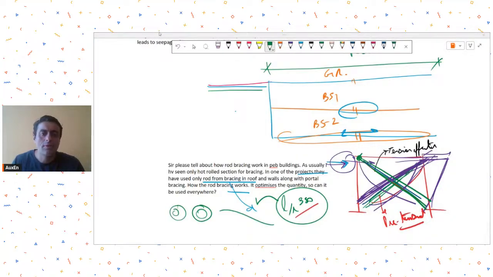Okay, so this was his query by engineer Karthikeyan, and these were the queries on the Google form. So now let us see the queries that have been put in the live comments.